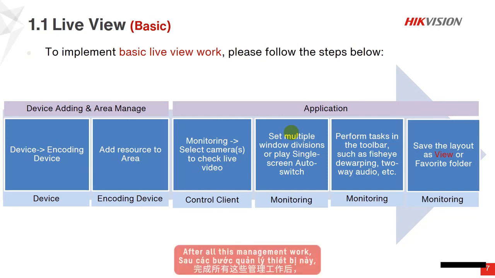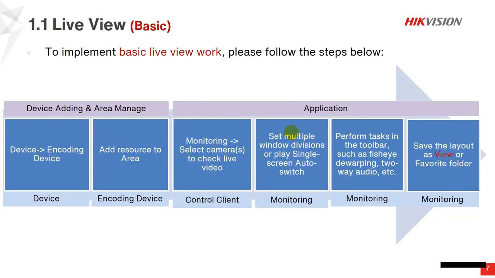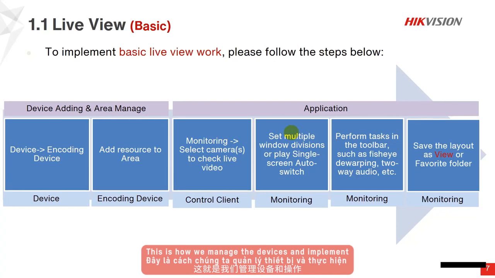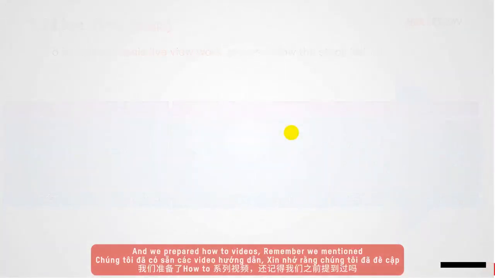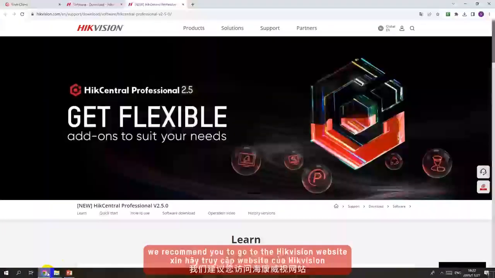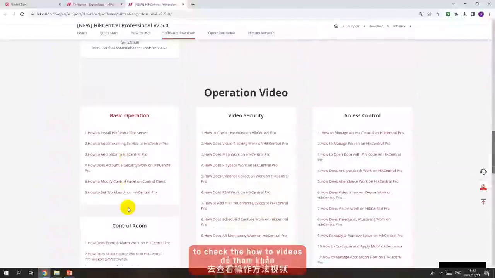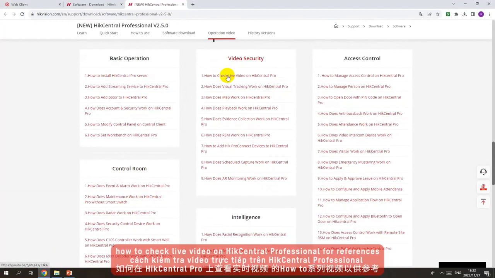After all this management work, we can go to the video application part to check the live video and also perform some flexible operations to have a fluent experience. This is how we manage the devices and implement the basic live video work. And we prepared a how-to video. Remember we mentioned at the very beginning, if you need to check the how-to videos, we recommend you go to the Hikvision website. For the video security part, please go to how to check live video on Hikcentral Professional for reference.